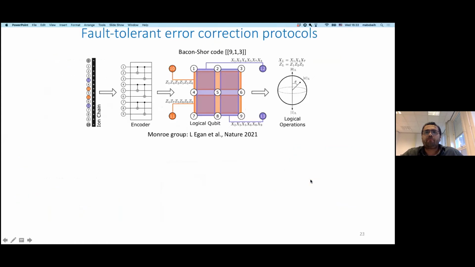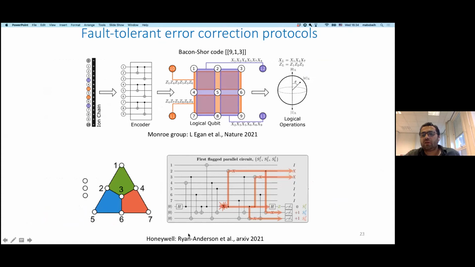All right. So more recently, fault-tolerant error correction protocols have been achieved using ion traps. For example, this nice experiment from Chris Monroe's group, although done with destructive stabilizer measurement. And more recently, this wonderful work from Honeywell, where they do multiple rounds of fault-tolerant quantum error correction. So the question now is, can we also get into this regime with solid-state spins, where we can do fault-tolerant operations on the logical qubit level?